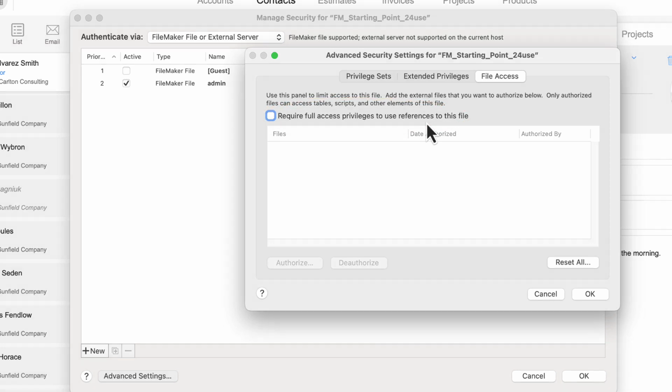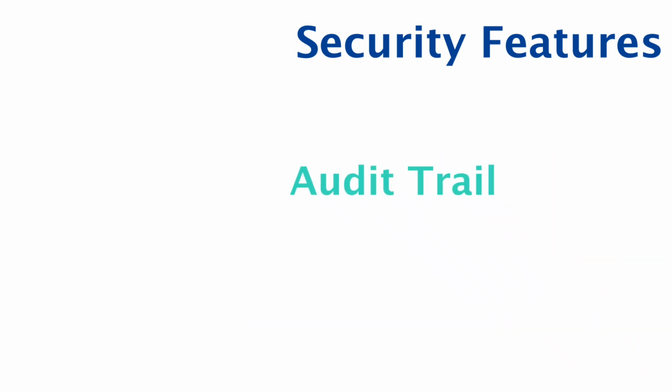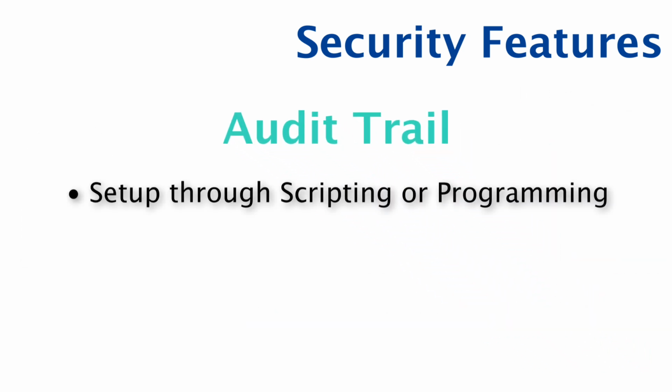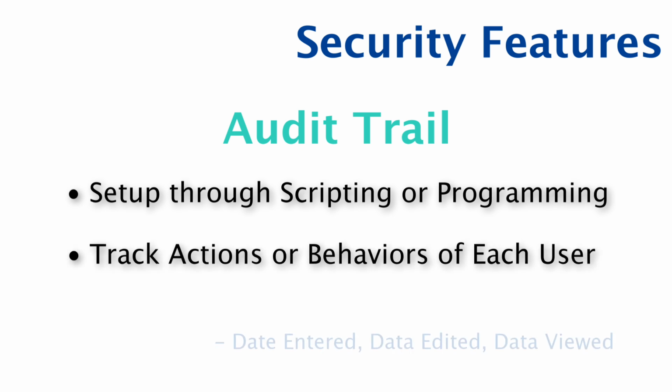Now, on top of this, there's extra security related items that you can implement yourself, such as an audit trail, which allows you to track what the users are doing as they perform tasks in the FileMaker platform. So you could track what data the user enters, what data the user edits, maybe what data the users view. And that can become important if you have sensitive information or confidential information.